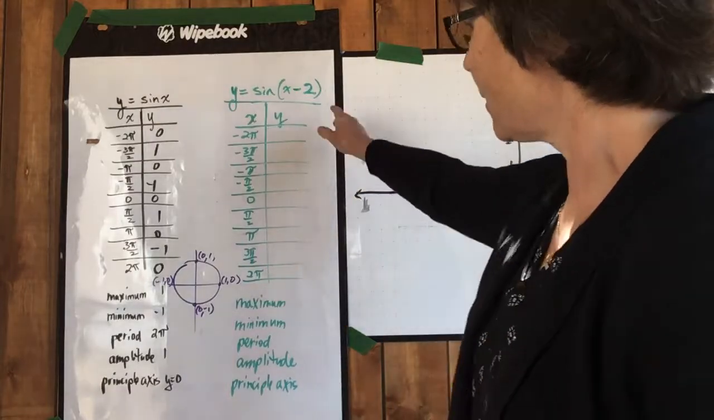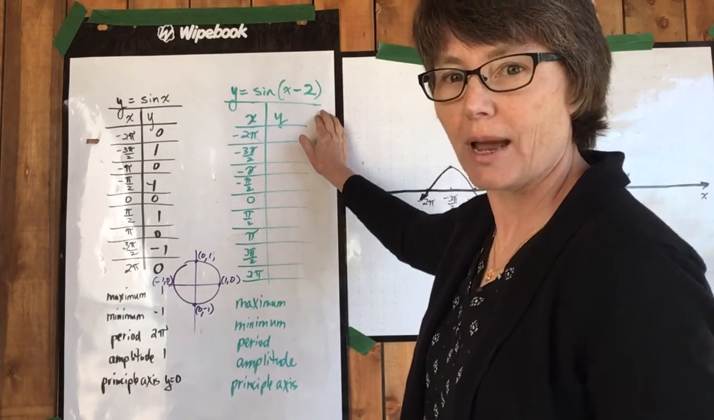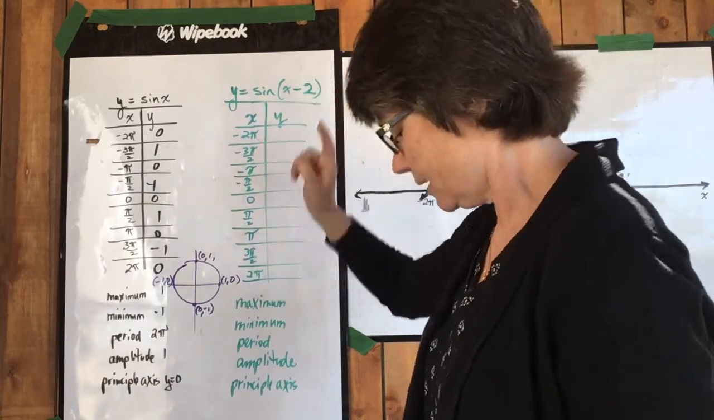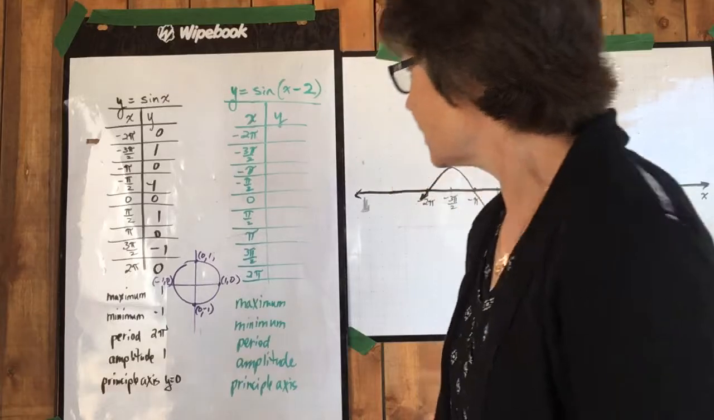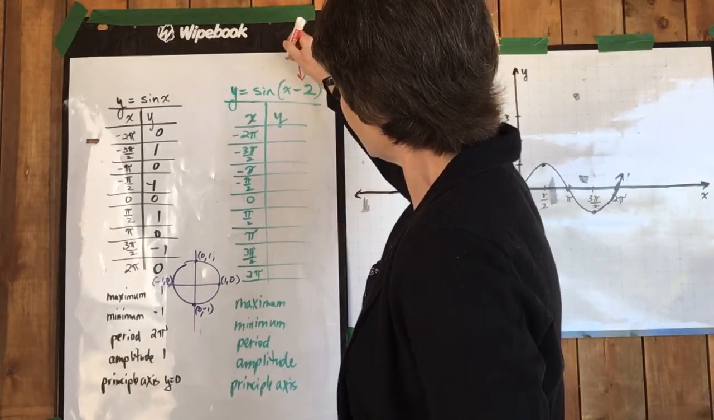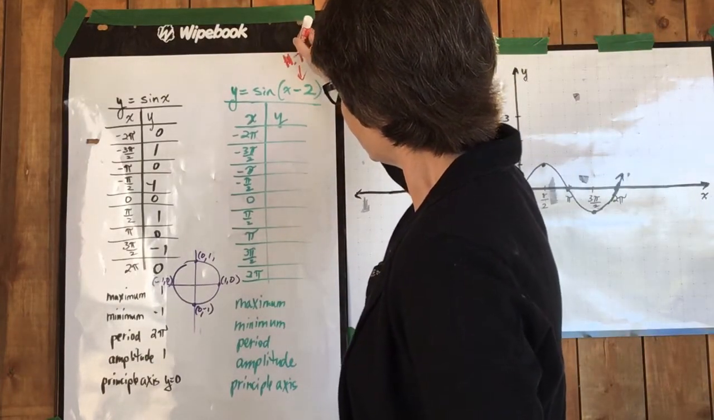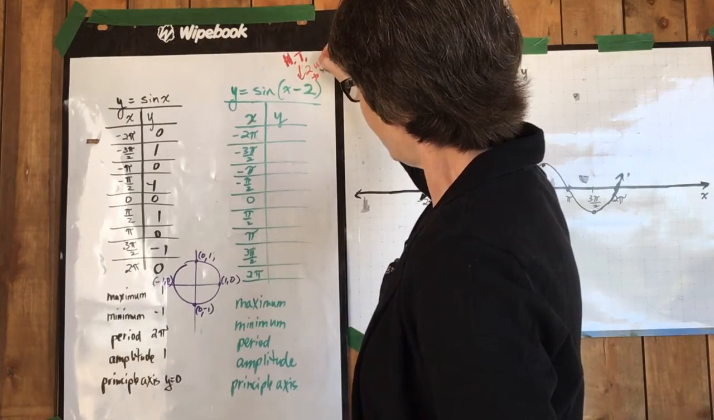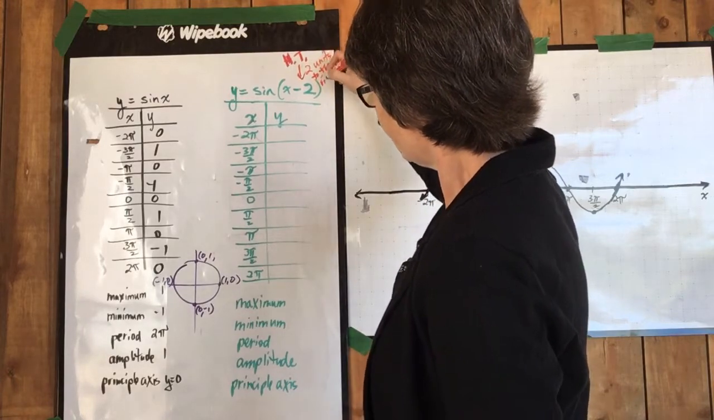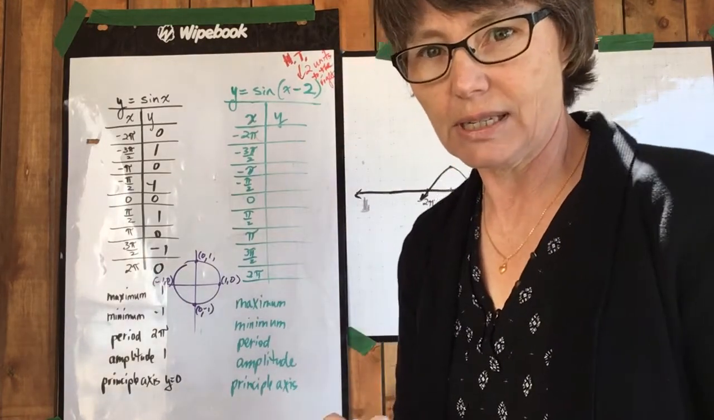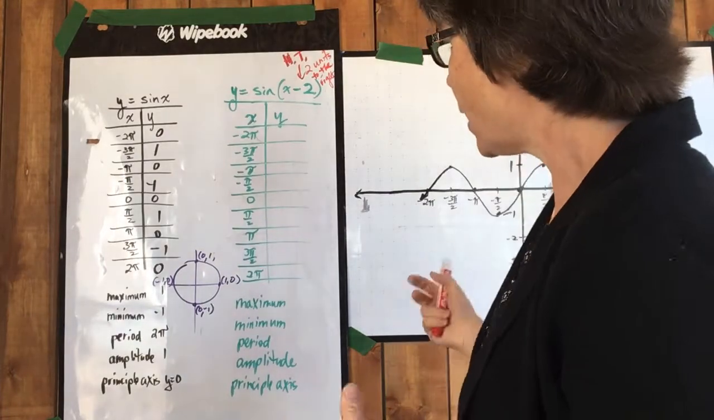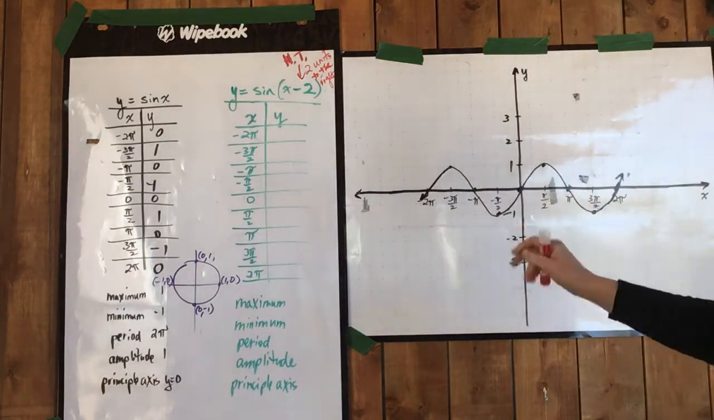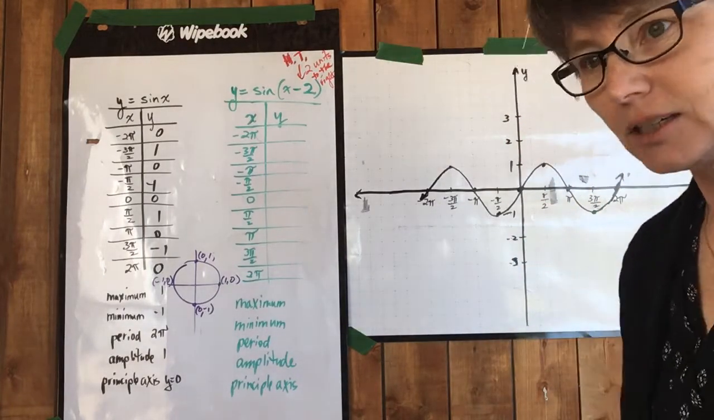Okay, so this one, number 3, is y equals sine of (x subtract 2). Notice there's no pi here. So this is going to be a horizontal translation, 2 units to the right. It's not pi over 2 units. It's not pi. It's the number 2. So we need to figure out on our grid here, how far is 2?